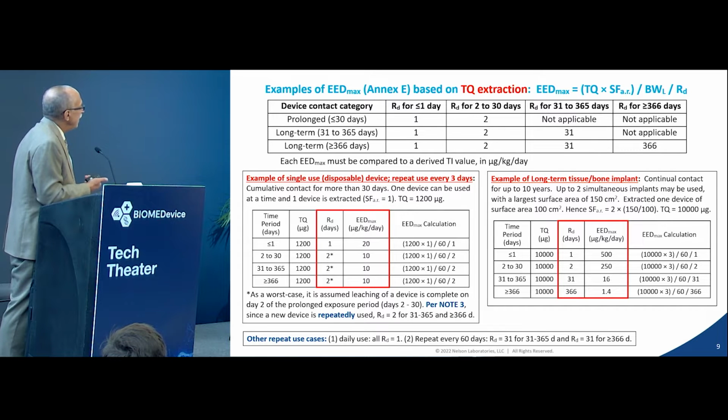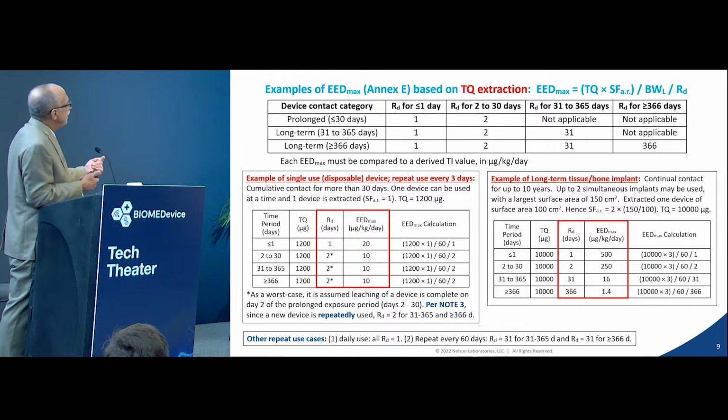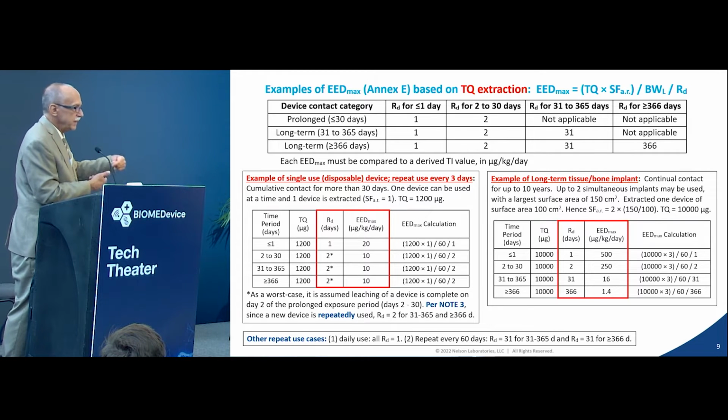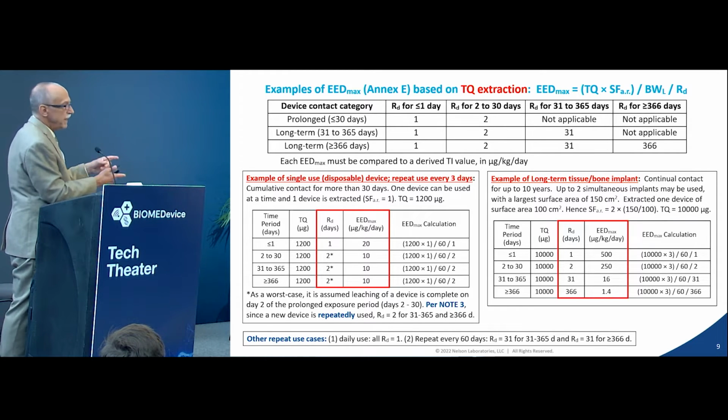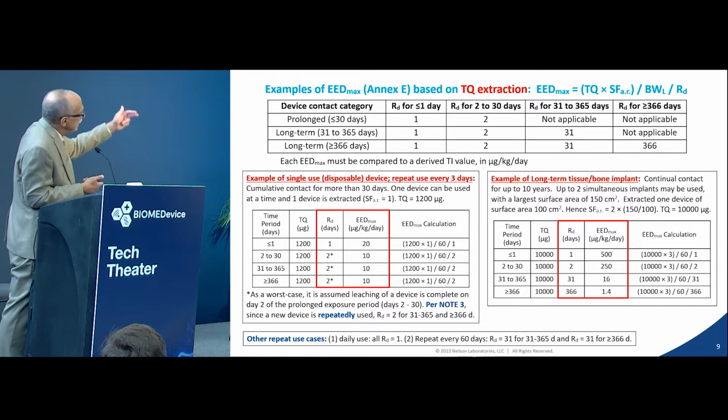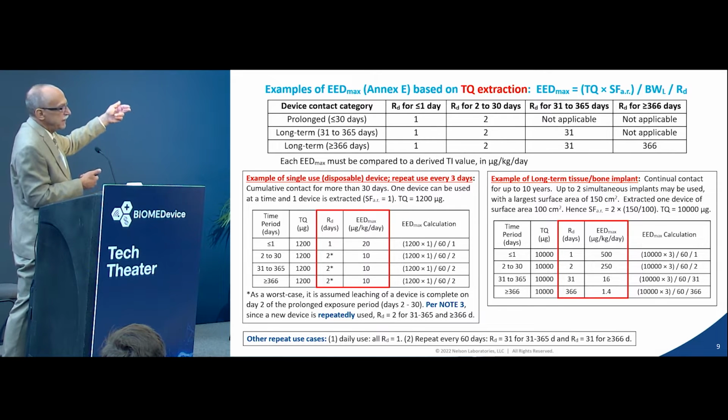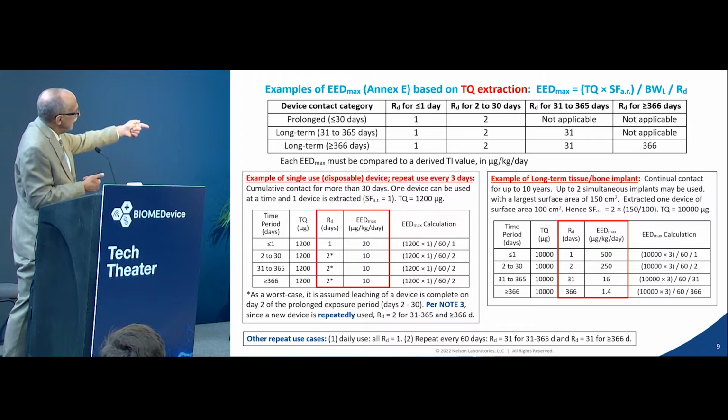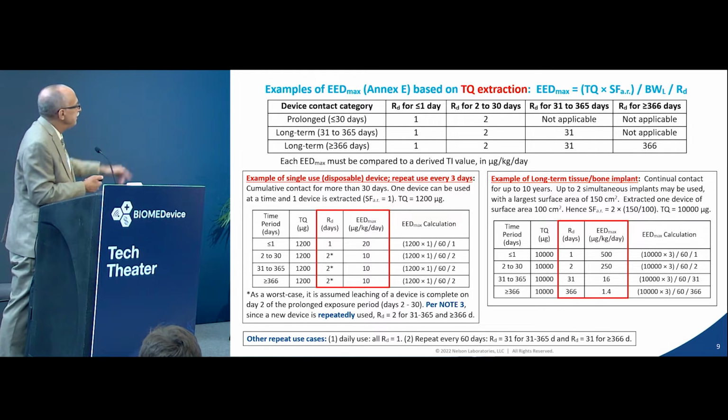And now, you would think, why don't we divide by 31 for the exposure period from 31 to 365? Well, in this case, you can repeat a new device every 3 days. And because of that, essentially at day 31, you might have just implanted a new device, and that might all be released in 2 days. So everything after the repeat interval gets used with the same number of release days as a minimum.